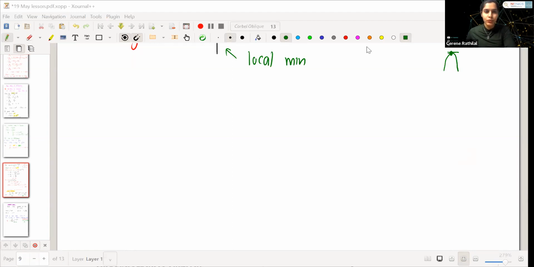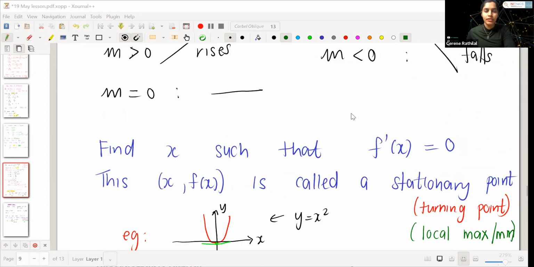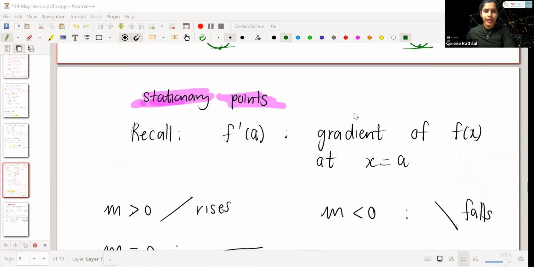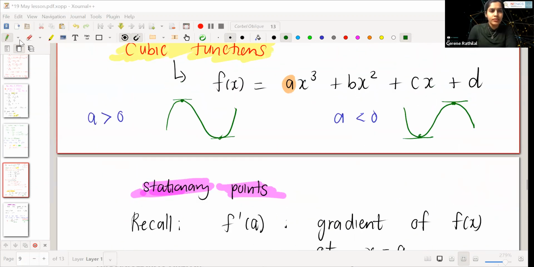Okay, so we have a question. What would happen if a equals 0? That's a nice question, Kayla. So if a equals 0, let's go back to the problem. Right, so if I had to put in a 0 here, then that becomes 0x cubed, and 0x cubed is 0.